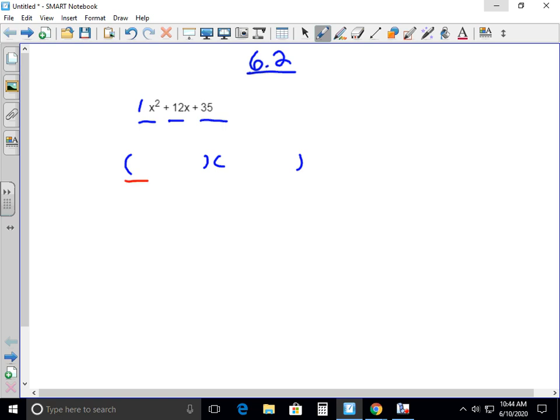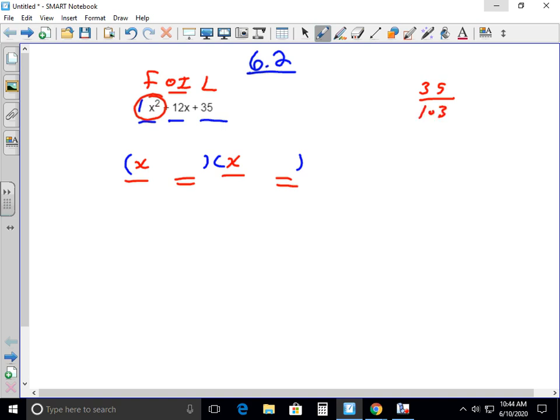The first term in each parenthesis multiplies to make x squared. So x squared is x times x. The last terms multiply to make 35. And then the outer and inner terms combine to make the 12x. So we have to ask ourselves, what things multiply to make 35 and add to make 12?